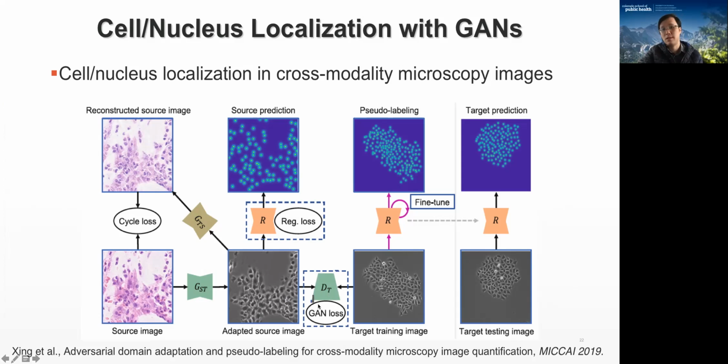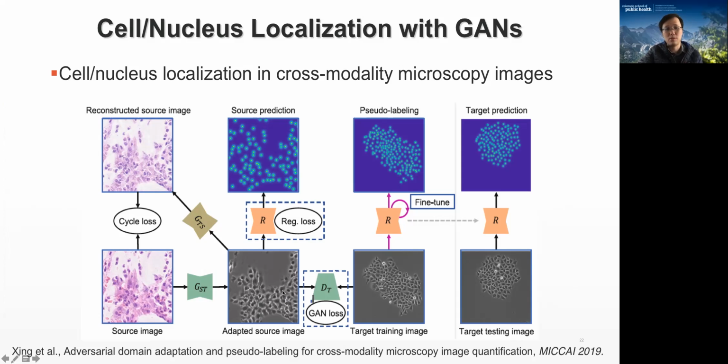Then you are done. You can train a state-of-the-art deep architecture using these images, then apply the model to the real target image data. And because for this source image data, we have the labels.